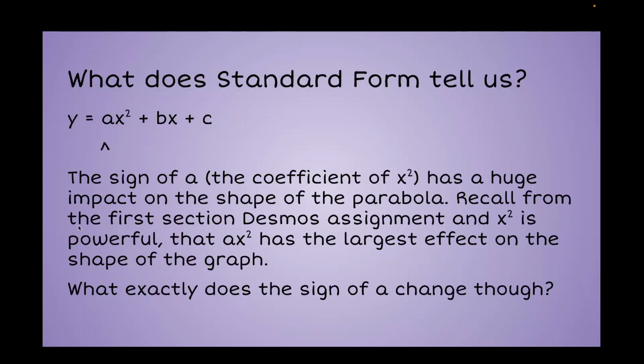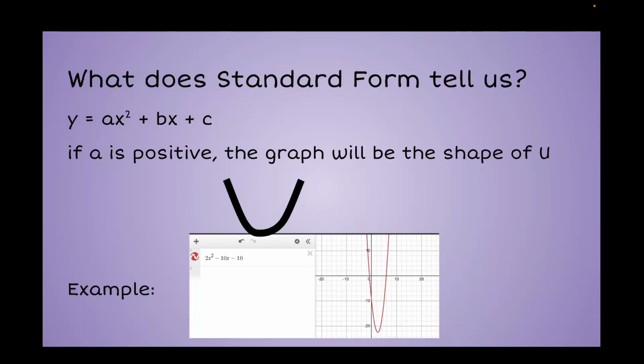And we're going to dig deeper a little bit on some of the meaning behind standard form, and specifically, the sign of a. So the sign of the coefficient of x squared. It has a very large impact. Look back at the first two sections of the Desmos assignment, and also the x squared is powerful assignment, to get more of an idea that this is really the important term here. The sign of a is going to have a very clear effect on the graph, and it's going to decide if it's going to be a U or an upside down U.